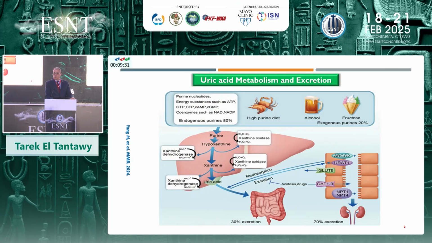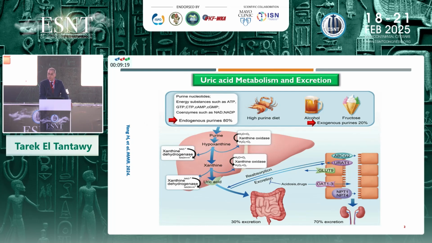Uric acid is the end product of purine metabolism. Purine metabolism comes only 20% from exogenous sources and 80% from endogenous sources. Then excretion is through the GIT, only 30%, and through the kidney, 70%.